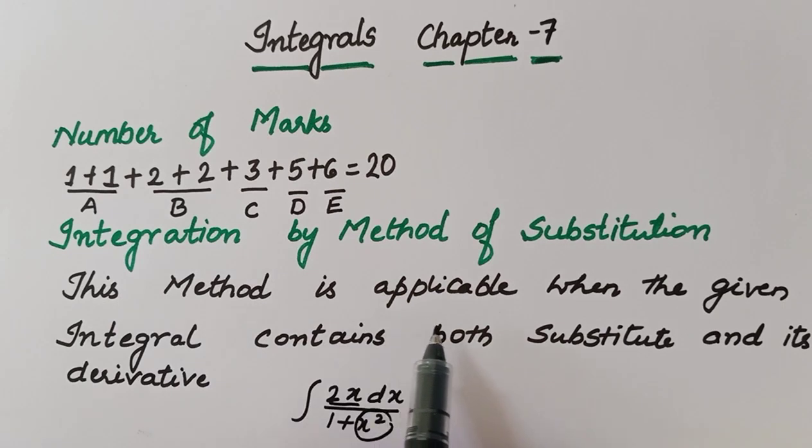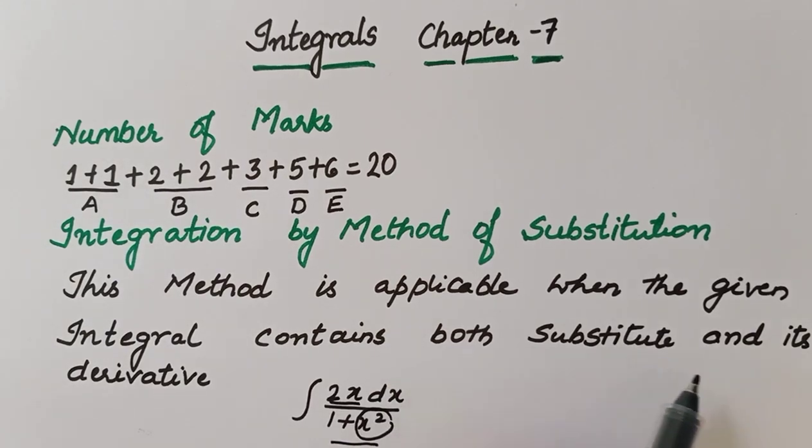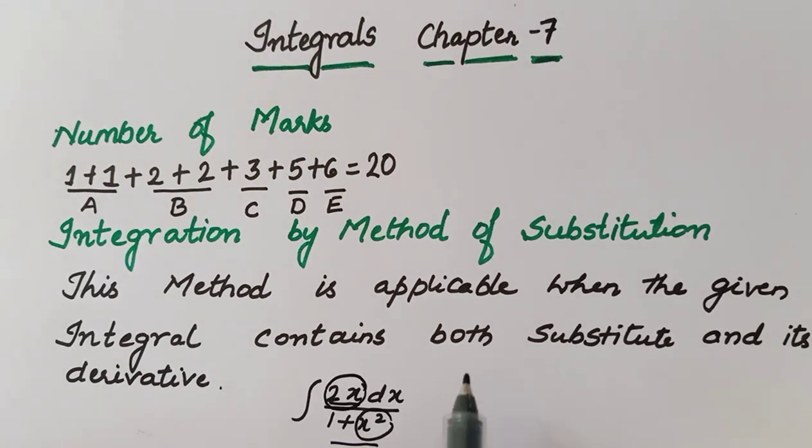So this method is applicable when the given integral contains both substitute and its derivative. If I substitute this equal to t or some variable, the derivative is present here in the numerator. So the differentiation of this x square is 2x. Is that clear? So here this method is applicable when the integral contains both substitute and its derivative. I hope you got this problem. You have got this method of how to integrate by the substitution.